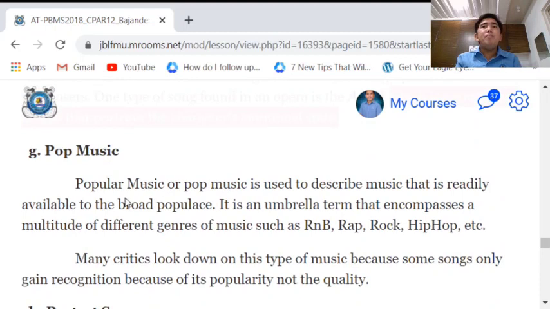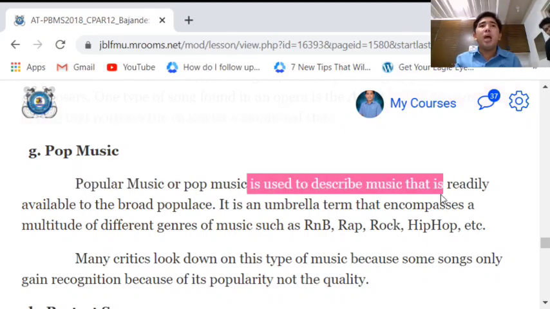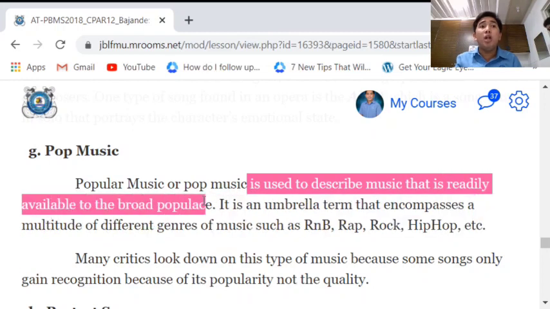Next, pop music. What is pop music? Pop music is a shortened term for popular music. It is used to describe music that is readily available to the broad populace. So, the songs we enjoy now that we can stream online, through Spotify, through YouTube, or through any other platforms, or those on CD, those albums, that's what we call popular music.